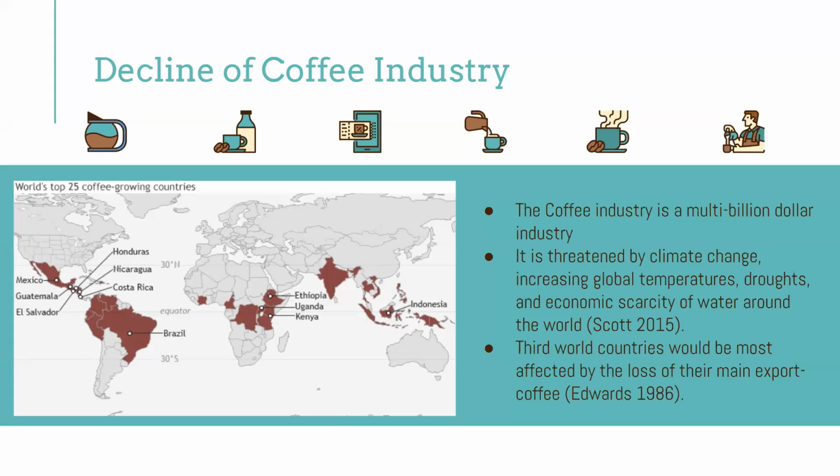The coffee industry is a very big and lucrative business that, as you see on the map, encompasses so many developing countries and hence makes up a good portion of their revenues. However, due to climate change, droughts, and water scarcity, the coffee industry is threatened and these countries are facing significant losses.